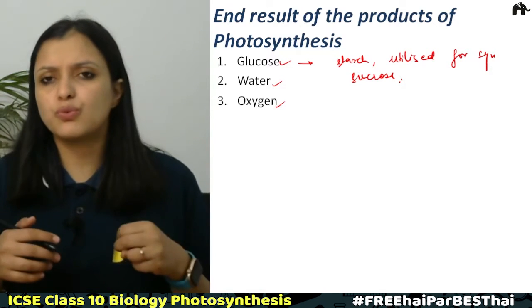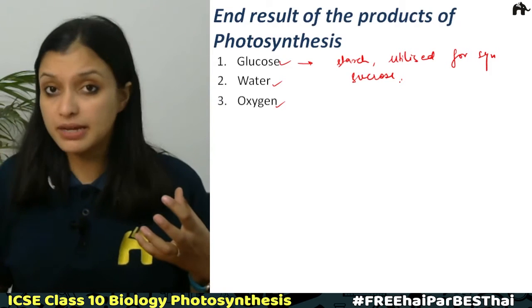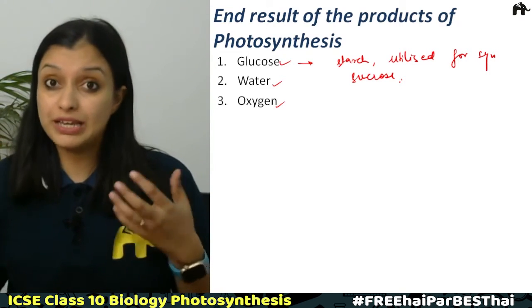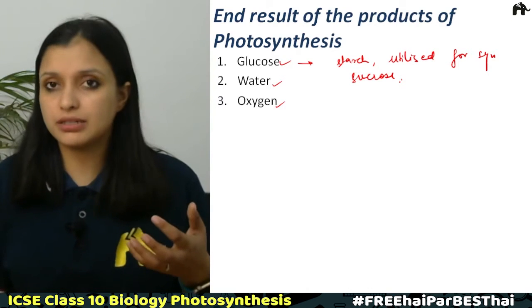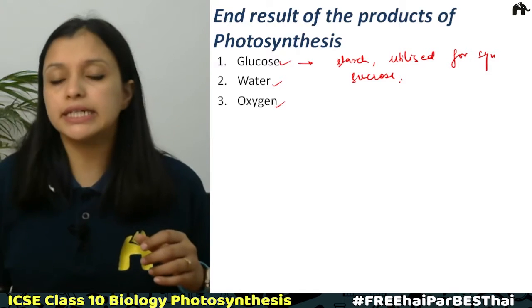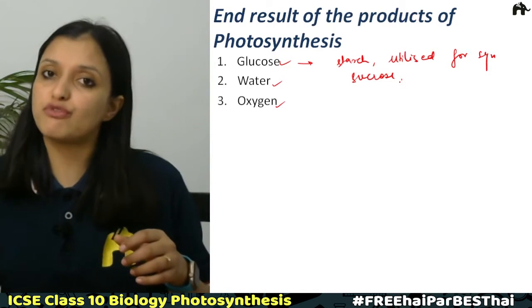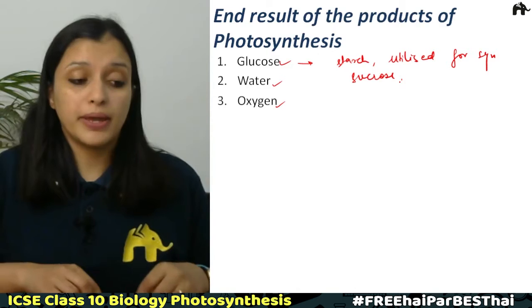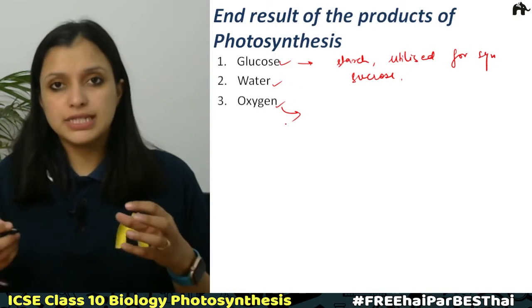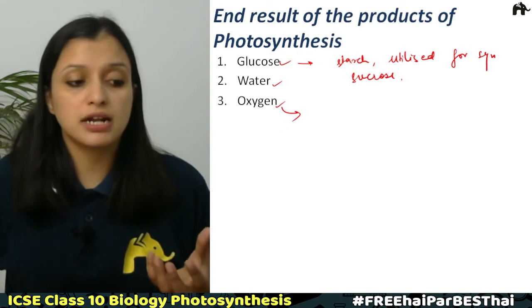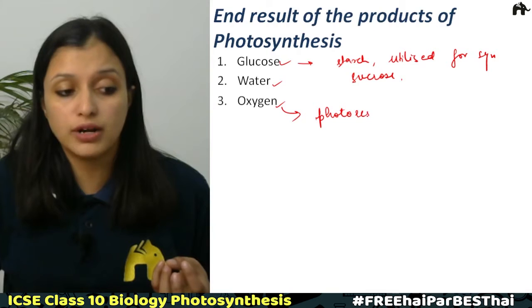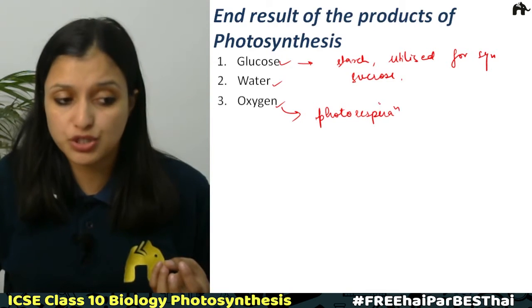Now the second one is water. So water is also being absorbed by the plants for photosynthesis. It is also given out as a product in photosynthesis. So this water can be used again and again by the plants for performing more photosynthesis. Okay. Now talking about the last one, that is oxygen. So oxygen is sometimes used by plants for respiration, and the process is called photorespiration, right?